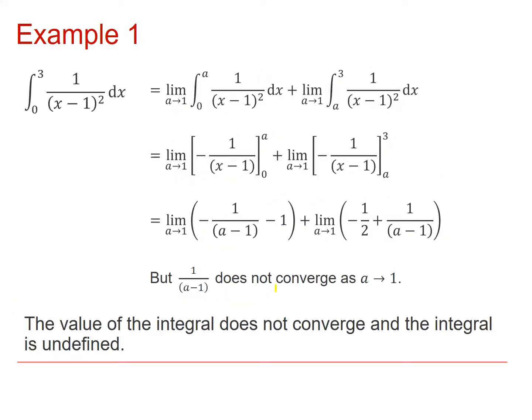There's that working tidied up for you. And you'll see here we've split this integral into two parts, up to a, and then from a up to 3. And in both cases, we're allowing a to tend to 1. Working that on through, we end up with the fact that 1 over (a minus 1) does not converge as a tends to 1. And so the integral is undefined.